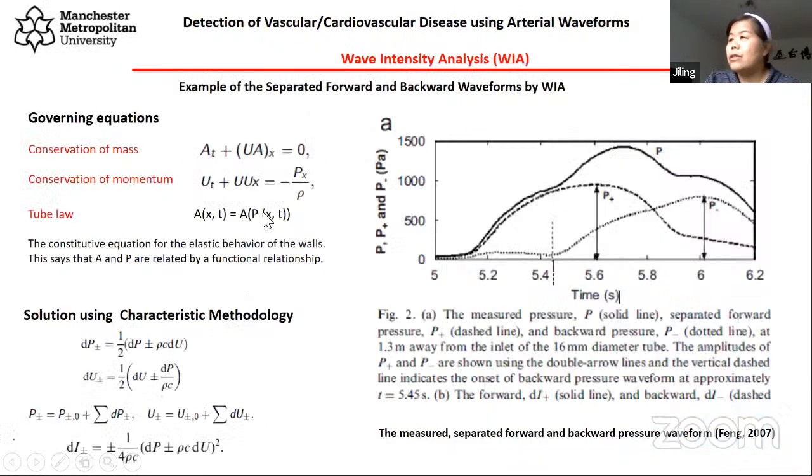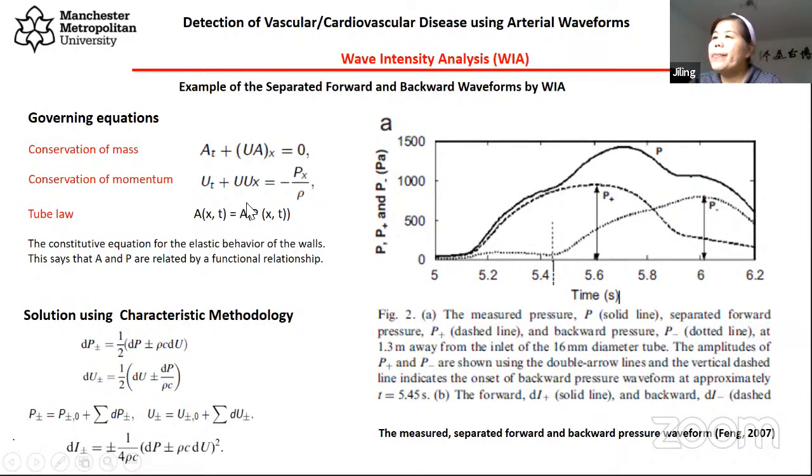That is why we have this methodology, wave intensity analysis. This method has been developed by Professor Kim Parker. Kim Parker is a professor at Imperial College. He developed this method in 1990. By using this method, the waves can be separated into forward and backward directions.